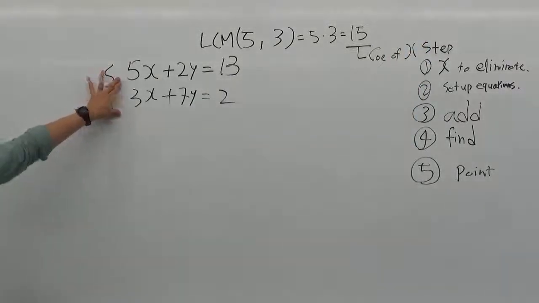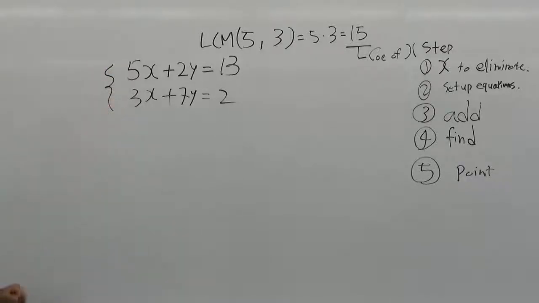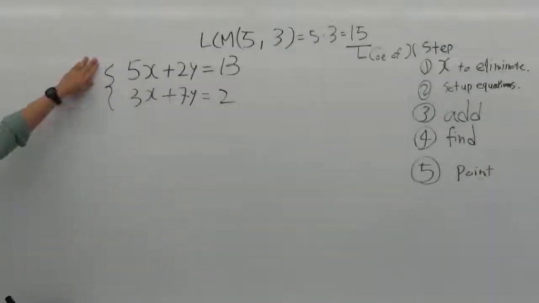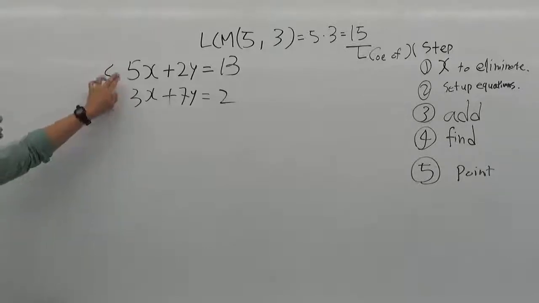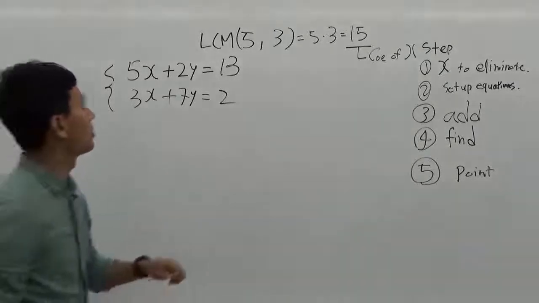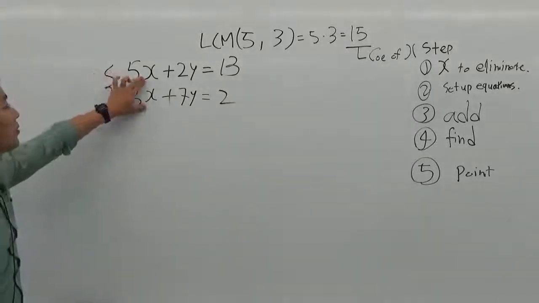Also, when we set up the equations, x should have different signs since they have the same sign, because I'm going to add the two equations to eliminate x. So I can multiply the first equation or the second equation by -1. It doesn't really make a difference, so I'm going to choose the first one to multiply by -1. Our LCM is 15, so our coefficient of x should be 15.